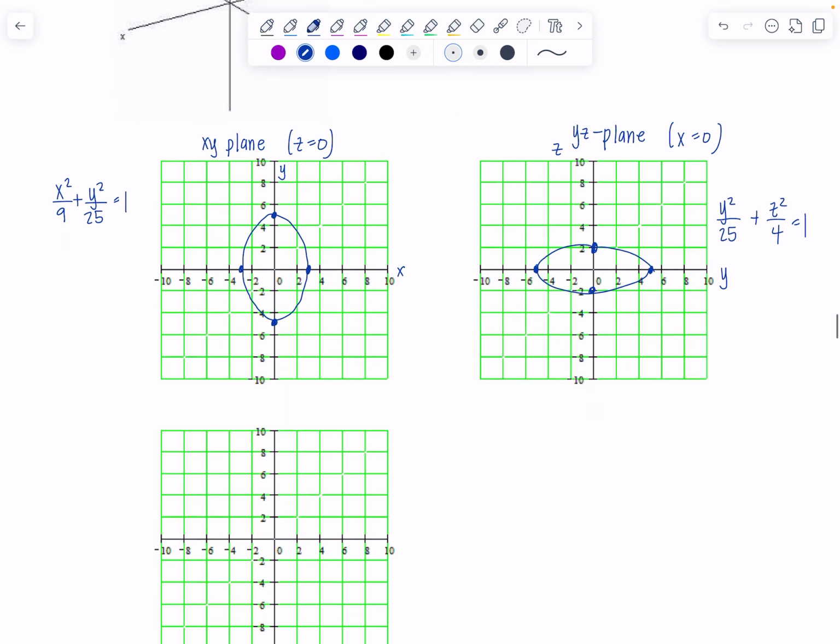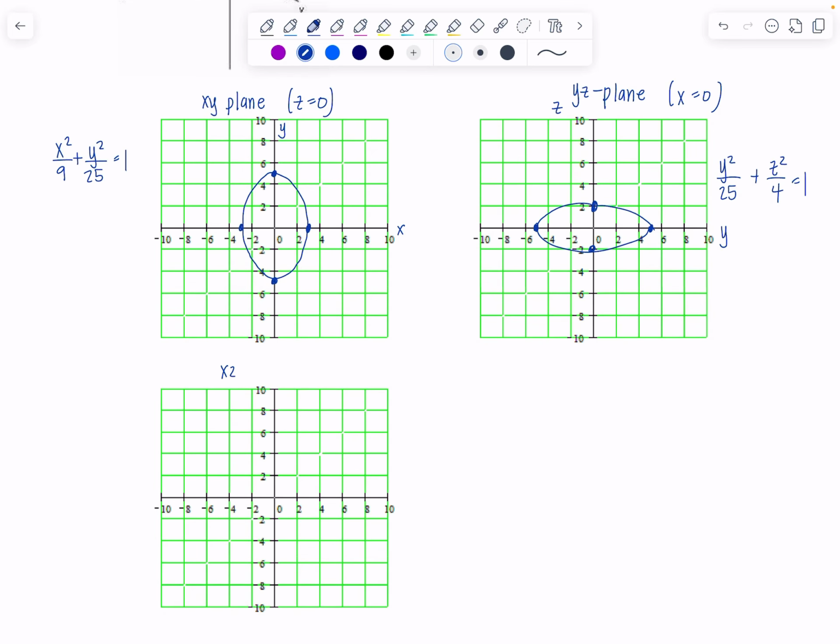And then lastly, we have the good old xz plane. I mean, you could do it in whatever order, it doesn't matter. Y is 0. Again, an ellipse, so you'd have x squared over 9 plus z squared over 4 is 1. This is x, this is z. X-intercepts are plus or minus 3, and z-intercepts plus or minus 2.